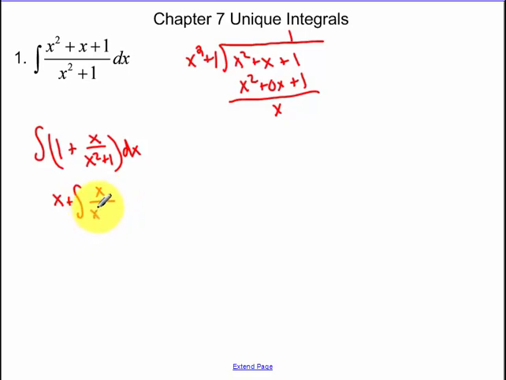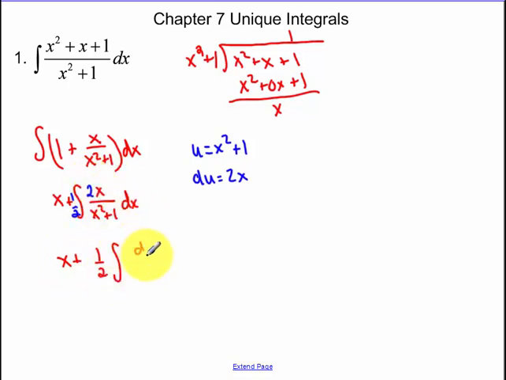This is a u substitution now, because your denominator, let's make our denominator our u. It's not inverse trig. If I didn't have this x on the top, it'd be inverse trig, but it's not. It's a u substitution. So our du is 2x. So I need a 2 there, a 1/2 on the outside. So then we have an x plus a 1/2 integral. All of this is my du over your u.